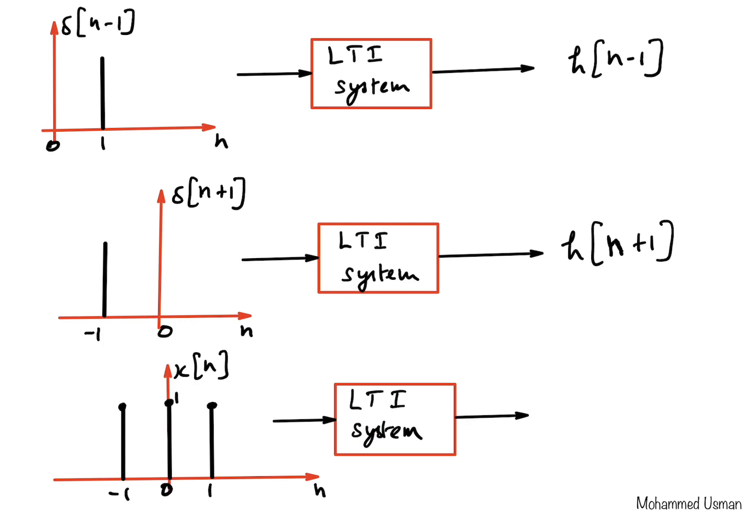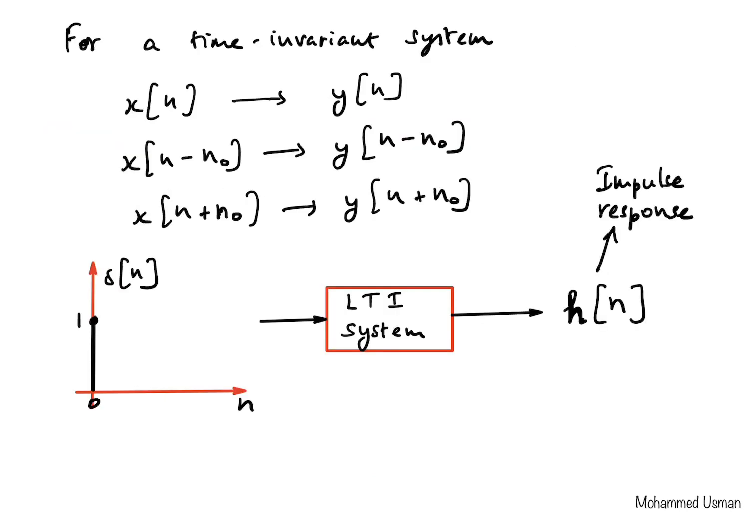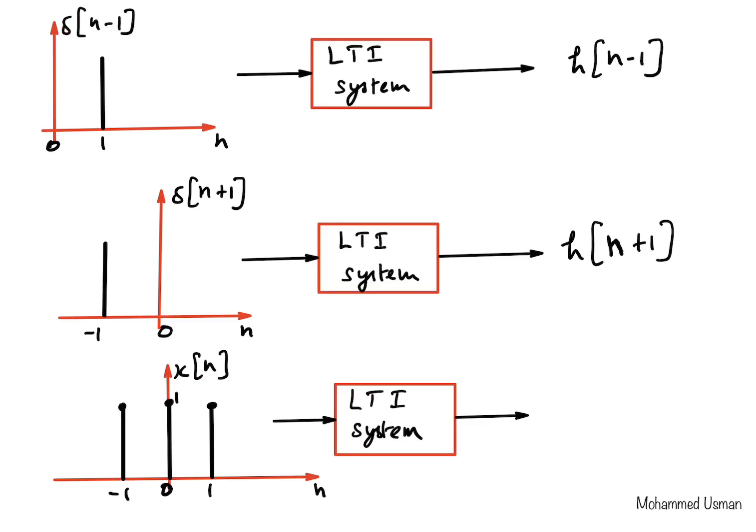If this is given as input to this LTI system, since we know what the output is when the input is delta of n, that's h of n. What is the output when the input is delta of n minus 1, and when the input is delta of n plus 1? So we have all of this here. If the input is a linear combination of these inputs, then the output is a linear combination of these outputs as well. The only difference here is that x of n is equal to delta of n minus 1 plus delta of n plus delta of n plus 1.